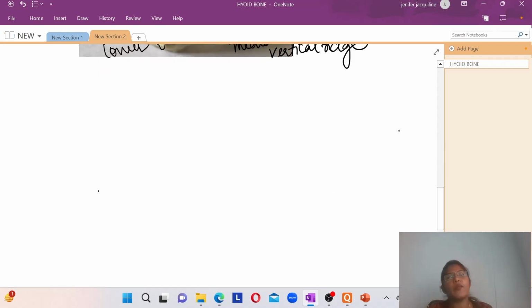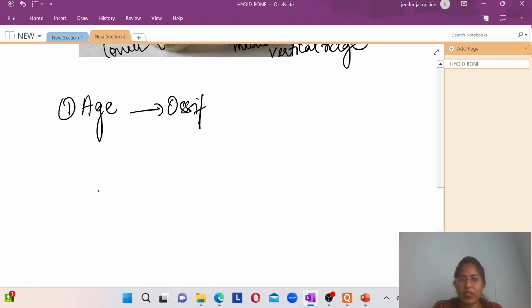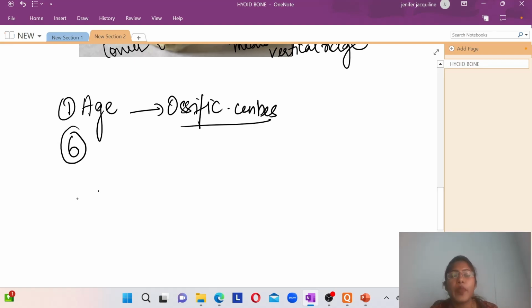Now, what is the importance of the hyoid bone in forensic medicine? How does it help us? First, it helps to estimate the age of an individual with the help of ossification centers, right? So when someone asks you how you can estimate the age of a person when you have a bone, you have to be very clear: you will estimate with the help of ossification centers. The hyoid bone has 6 ossification centers.